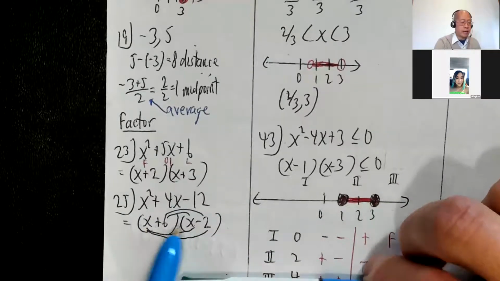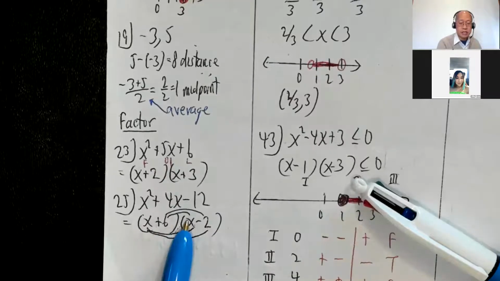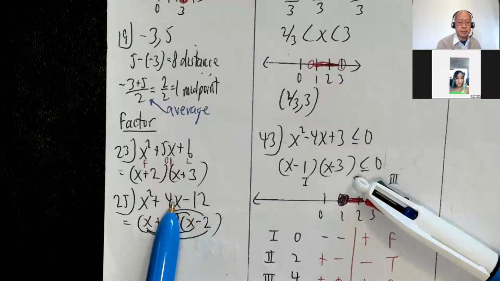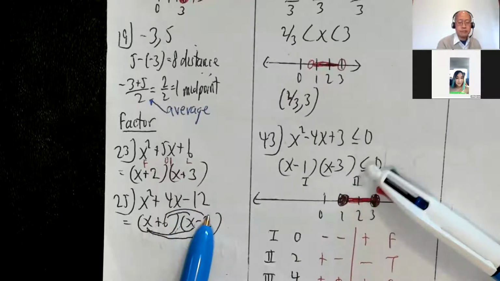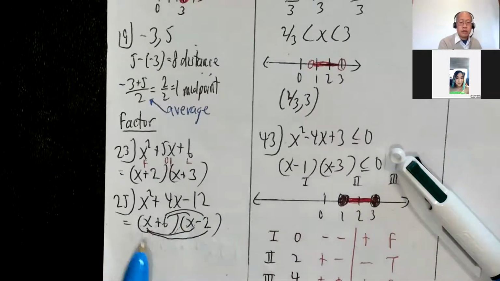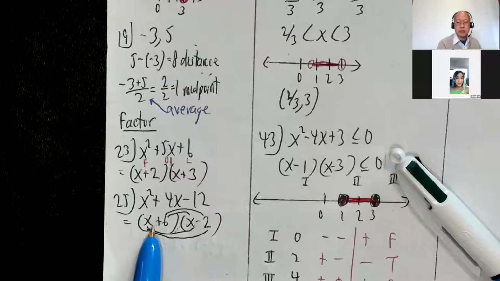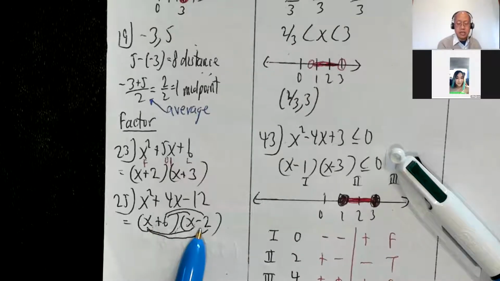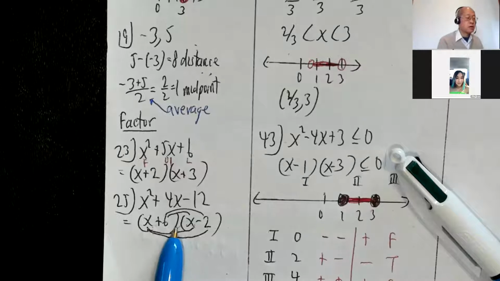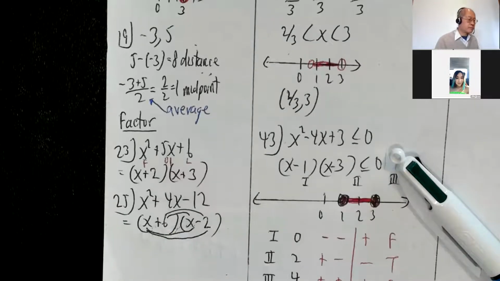And double check by FOILing it out, right? x times x is x squared. Minus 2x plus 6x is a plus 4x, and minus 12. And yes, it's the same thing if you put this in front. So if you go x minus 2, x plus 6, that's the same thing. Full credit. What's not the same is x minus 6 and x plus 2. If you FOIL that out, you don't get the same thing. We'll watch out for that.